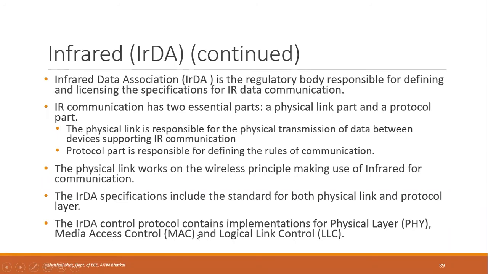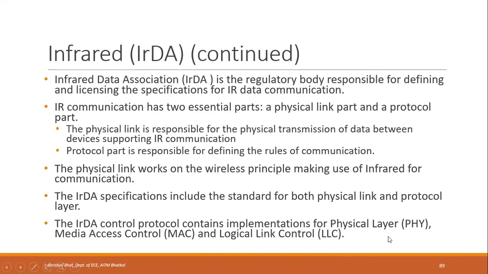The physical link works on the wireless principle, making use of infrared for communication. So what is the frequency, and all those things, will come under physical link. The IRDA specifications include standards for both the physical link and the protocol layer. The protocol contains implementations for different layers like the physical layer, media access control layer, and logical link layer. There are different layers in communication networks. You will be studying these in detail in communication networks, a subject that you're going to study in 7th semester, with different levels and hierarchy of layers.